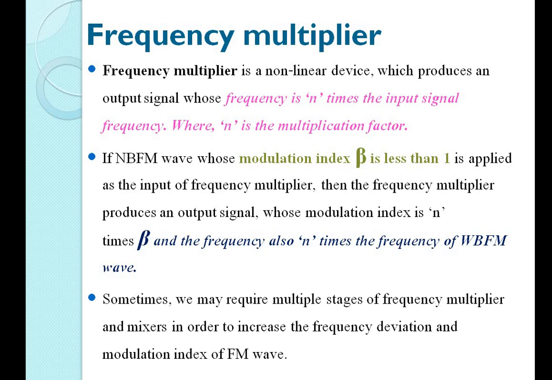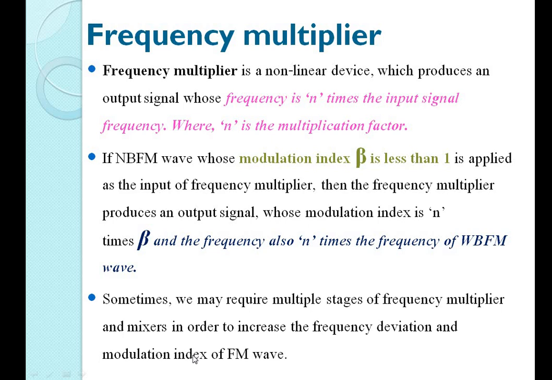So first we are going to generate a narrowband wave whose beta value is less than 1. That is given to your frequency multiplier. The frequency multiplier multiplies the input signal n times. So your beta will be multiplied n times, and the frequency is also now n times. That is equal to your wideband frequency modulation. So your modulation index is n times beta, and the frequency is also n times the frequency of your wideband modulation.